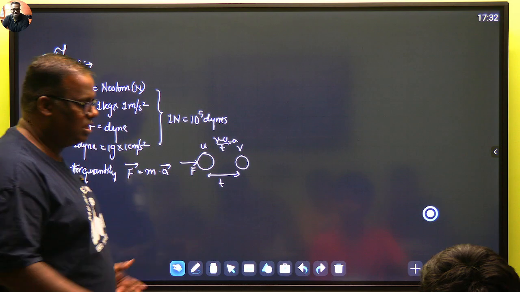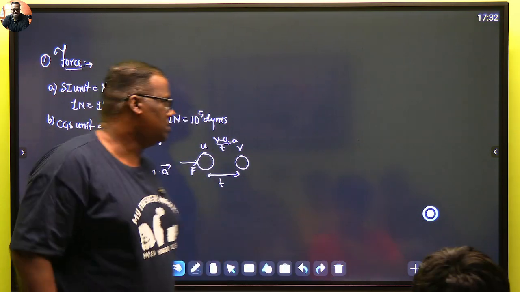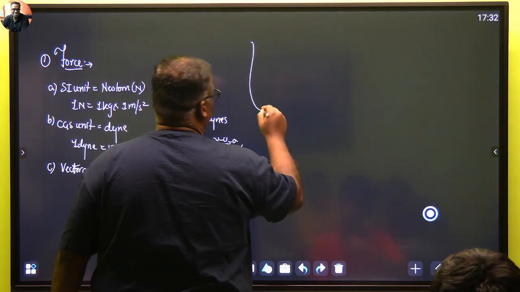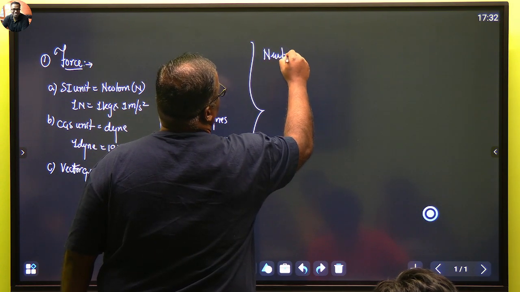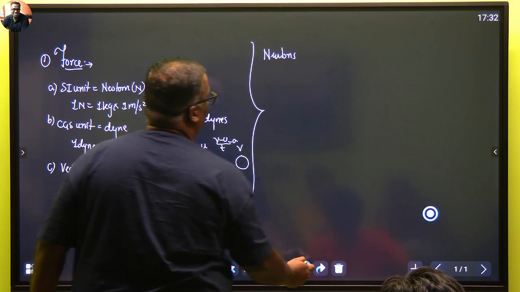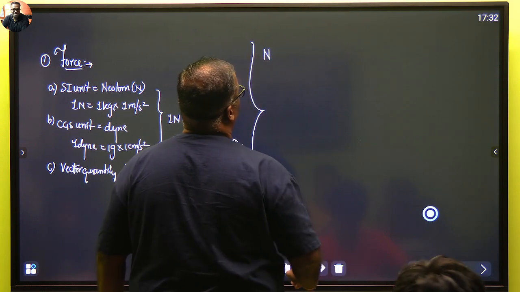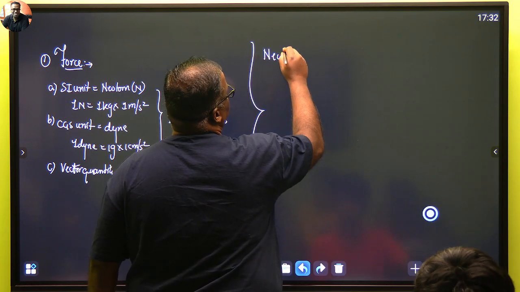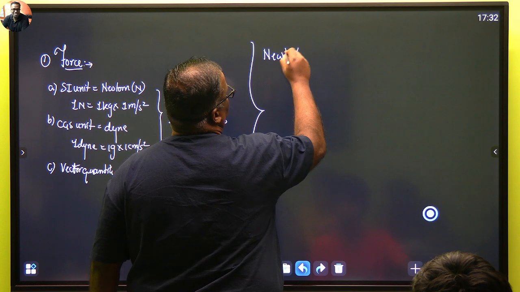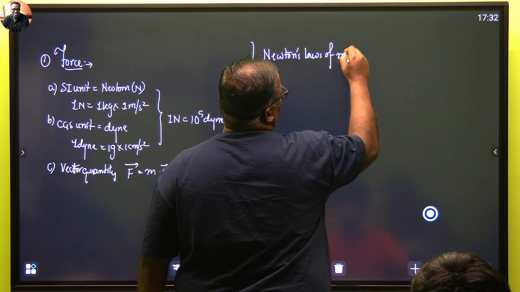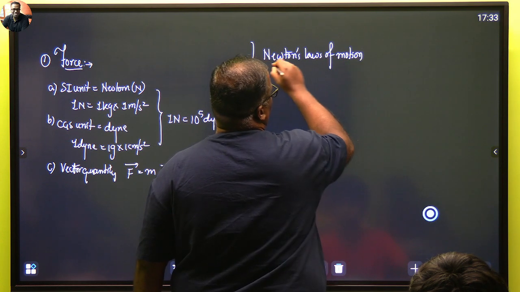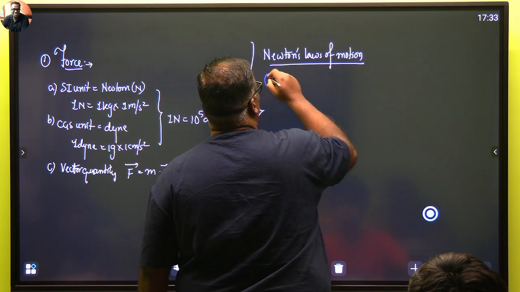Now let us come back to Newton's laws. इसके साथ साथ हम चले जाएंगे. Our next thing will be Newton's laws of motion. I'm not going to cram around the definition of each one. You very well can cram it up from the book also.